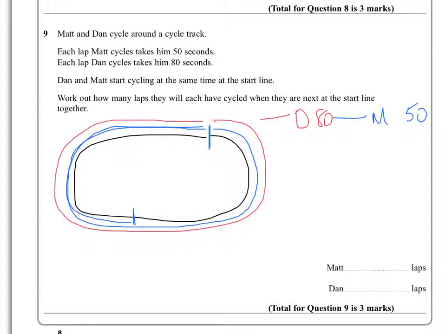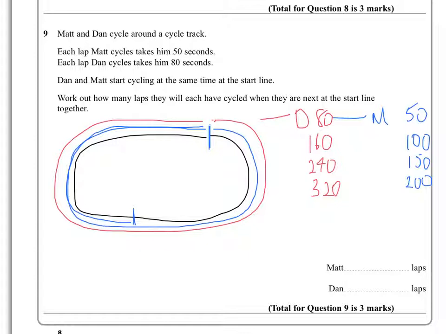Let's do Dan first, because Dan will be the one essentially that Matt will potentially be catching up to each time he cycles. So Dan will go 80, his next lap will be 160. Matt's next lap will be 100. Then Dan's next one will be 240. Matt's next one will be 150. The next one here will be 320. And Matt's next one will be 200.